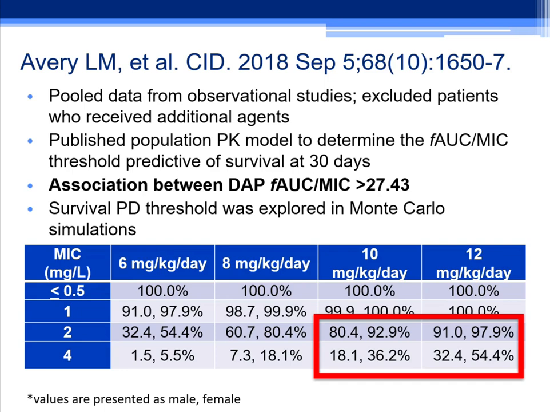So what does that actually extrapolate to? What it extrapolates to is the particular MIC and particular dose you need to give in order to achieve that. So when you're really focusing on the higher MICs of 2 to 4, you can see that in both males and females, you need to actually give that higher 10 mg per kg to 12 mg per kg dosing to really achieve those MICs and hit that threshold.